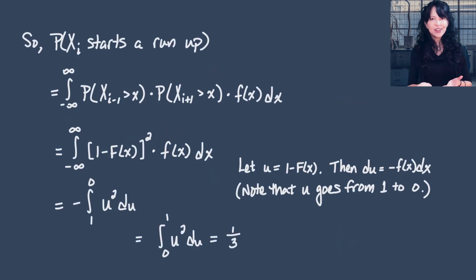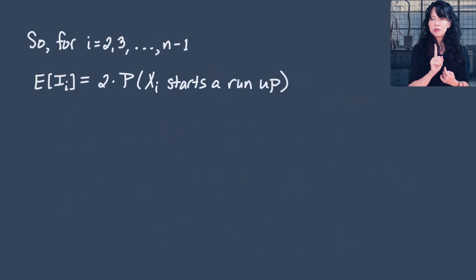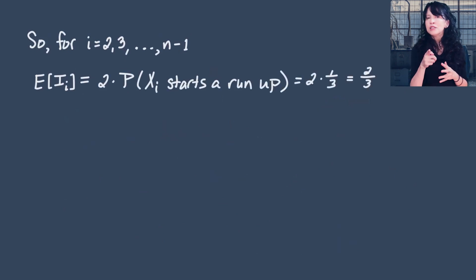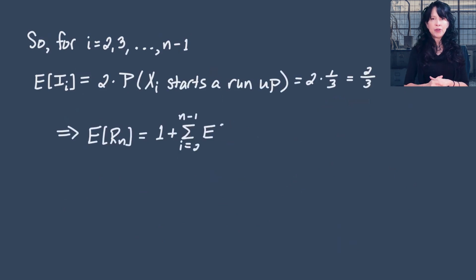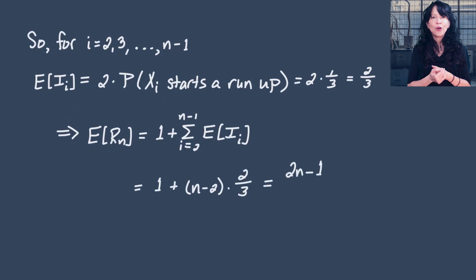So let's pull it all together to get back to the expected value of the number of runs. For i equals 2, 3, up through n minus 1, we have that the expected value of the ith indicator is 2 times the probability that X of i starts a run up. We just computed that. That was 1/3. So the expected value of I sub i is 2/3. This means that the expected number of runs in a sample of length n, up-down runs, is 1 plus the sum as i goes from 2 to n minus 1 of these expected values that are all 2/3. There are n minus 2 terms in the sum. We get n minus 2 times 2/3. And when you add the 1, you end up with (2n minus 1) over 3.